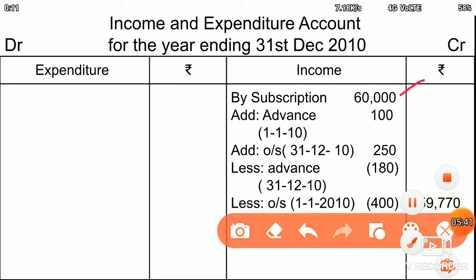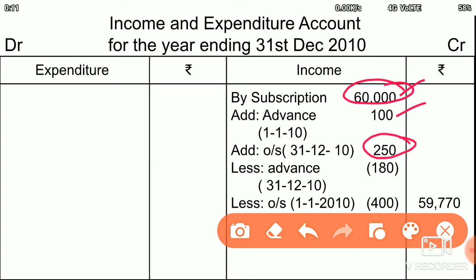We will take the total cash, that is 60,000 rupees, which was received in the year ending 31st December 2010, out of which the advance which was received in the previous year, that means which was received in 2009 for 2010, will be added because it is not present in the 60,000. Again, the outstanding of the current year, that is 250 rupees, is not present in the 60,000, so we will add that also.